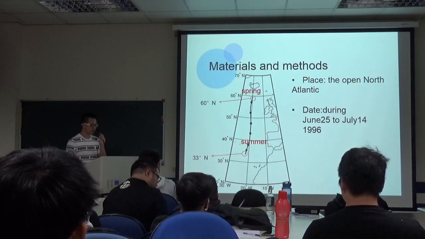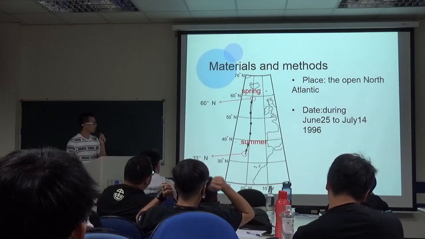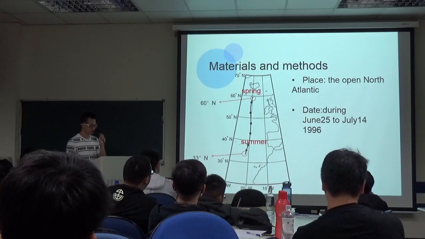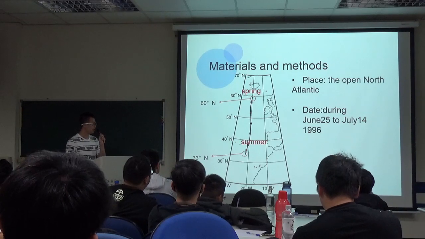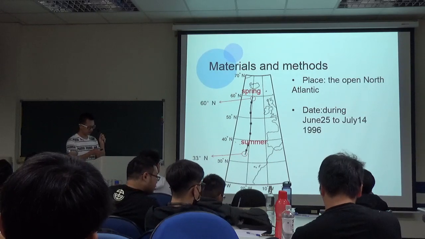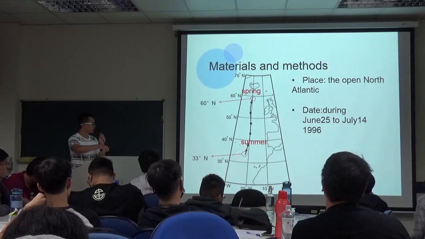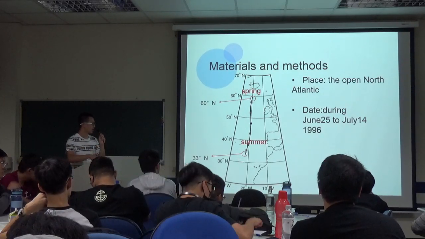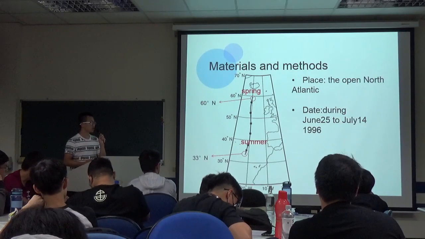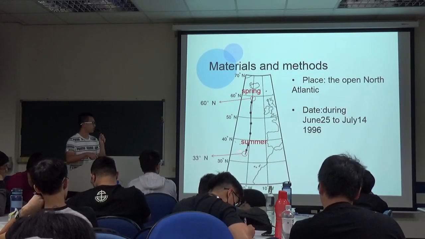Next are the materials and methods. First, let's talk about the voyage. The place is the open North Atlantic, and the date is from June 25th to July 14th in 1996. The voyage starts from 60 degrees north to 33 degrees north along the 20 degree western meridian. And we assume the northern point is the spring and the southern point is the summer.